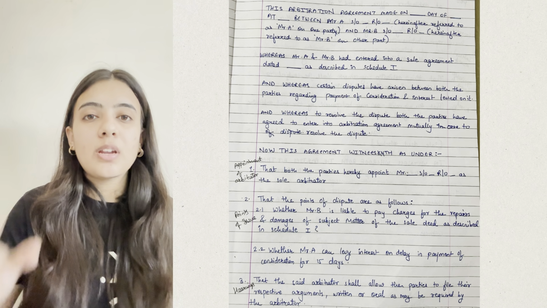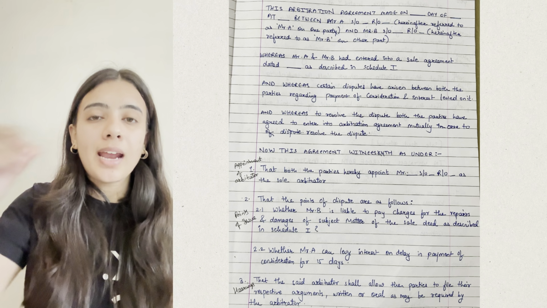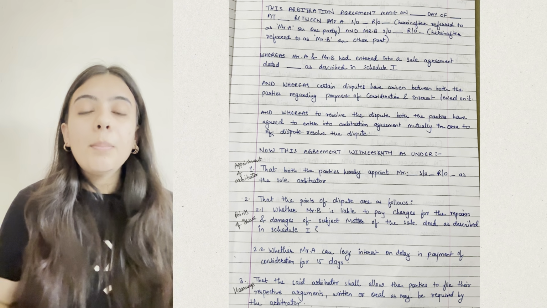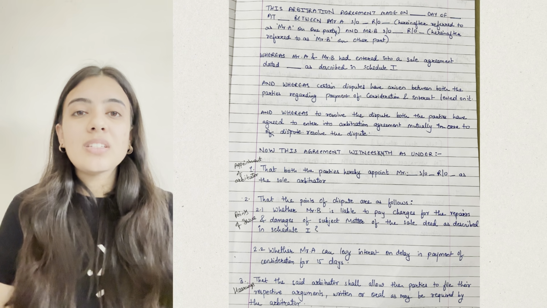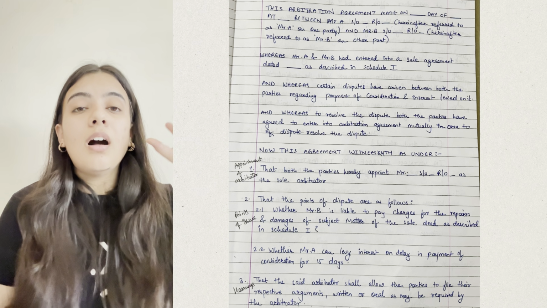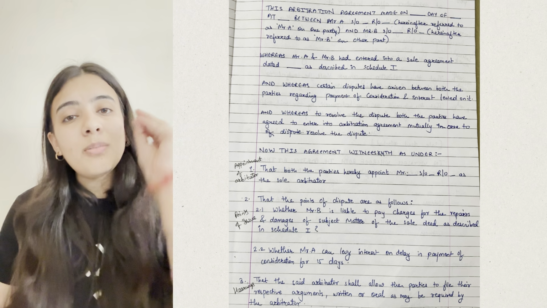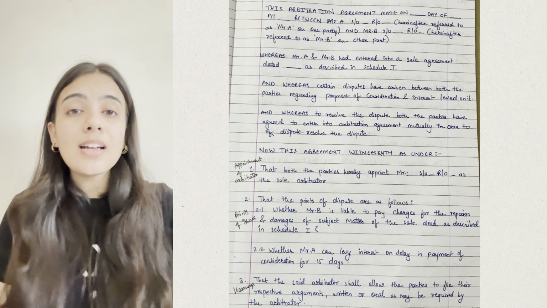Again the same situation. In the first paragraph we will define the title, date and subject. This arbitration agreement made on dash day of dash between Mr. A, son of dash, resident of dash, in bracket hereinafter referred to as Mr. A, on one part. We will call Mr. A just Mr. A, because this is being made as a separate agreement.